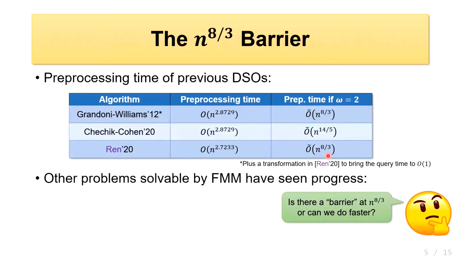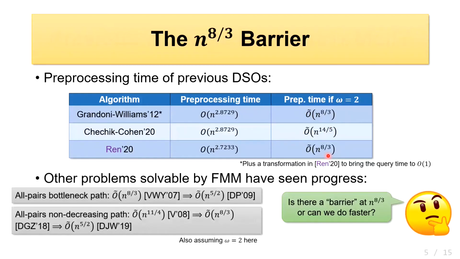Let me mention that there are many other problems that are solvable by fast matrix multiplication and have seen some progress. For example, the all-pairs bottleneck path problem and the all-pairs non-decreasing path problem. For both of these problems, initially we know some slightly subcubic algorithm by fast matrix multiplication, and then a sequence of work improved the algorithm finally to something like n to the 2.5.